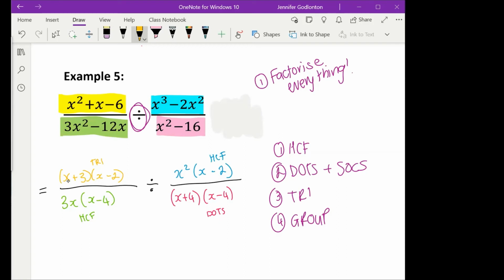Is there anything that anyone feels uncertain about at this point? So in yellow, we did a trinomial. In blue, we did a highest common factor. In green, we did a highest common factor. And in pink, we did difference of 2 squares. Is there anything we're uncertain with right now?